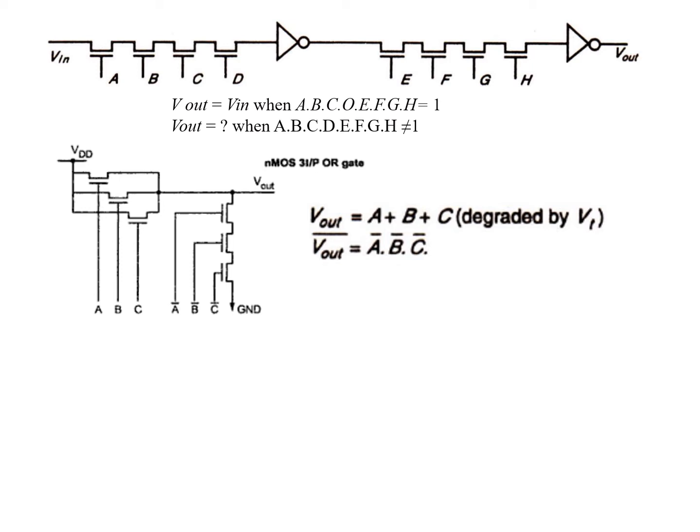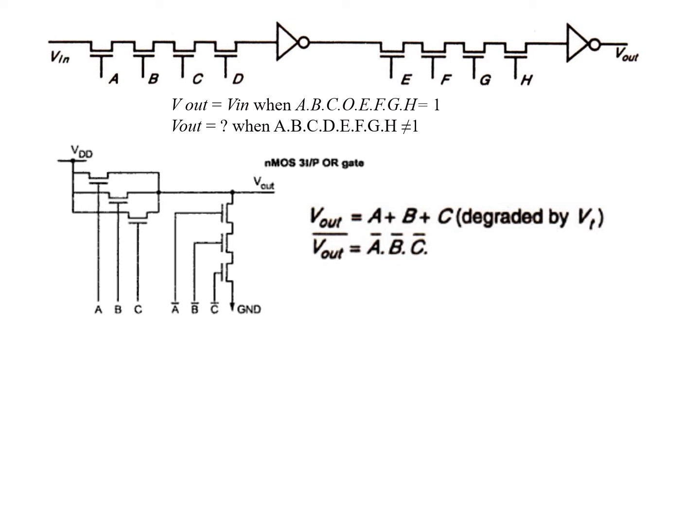Now here V out is equal to, as per the equation, A plus B plus C, and V out bar will be A bar dot B bar dot C bar. Now in this particular case, let us assume that A is 1, B is 1, C is 1. That means you are getting all these particular transistors, that is NMOS transistors, on, and whatever VDD you are applying, you will be getting at Vout.